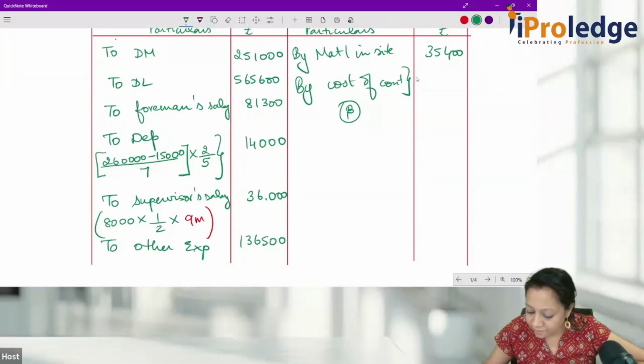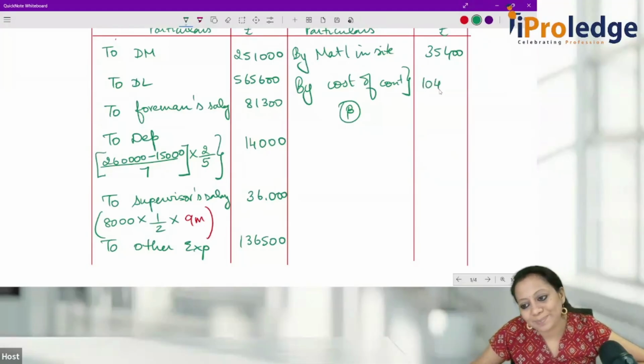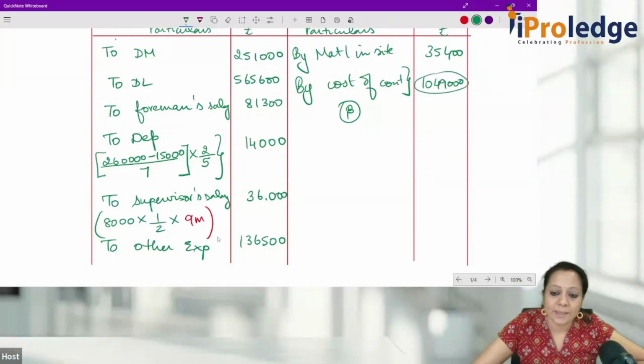2,51,000 plus 5,65,600 plus 81,300 plus 14,000 plus 36,000 plus 1,36,500 minus 35,400. Is it 10,49,000? Right. Super. So 10,49,000 is a balancing figure.